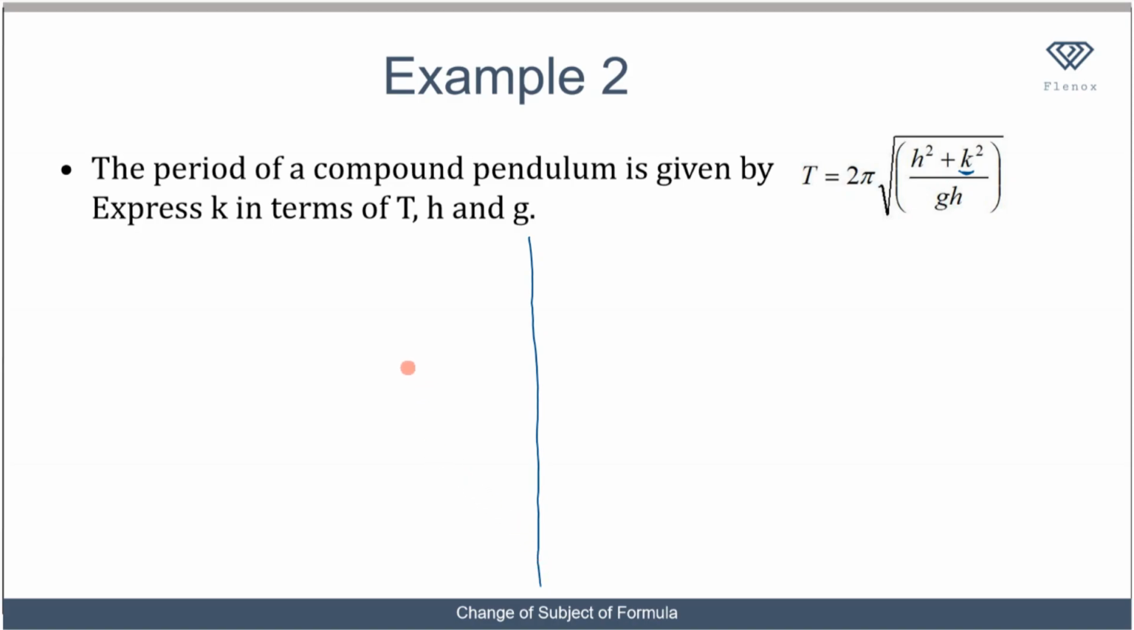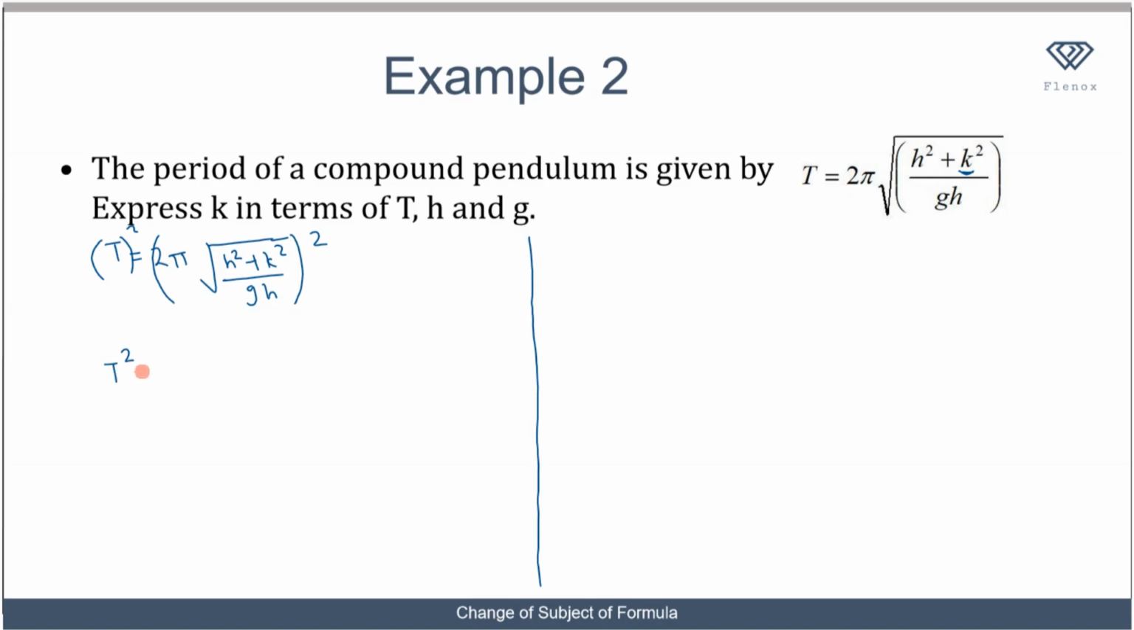You have to recall, anything we do to the left hand side, you have to do to the right hand side. So to start with, let's write out the question. We have T is equal to 2 pi times the square root of h squared plus k squared over gh. Since this k squared is underneath a square root, the first thing I have to do is remove this square root sign, and I achieve that by finding the square of both sides. If I find the square of this side and the square of this side, I'm left with what?